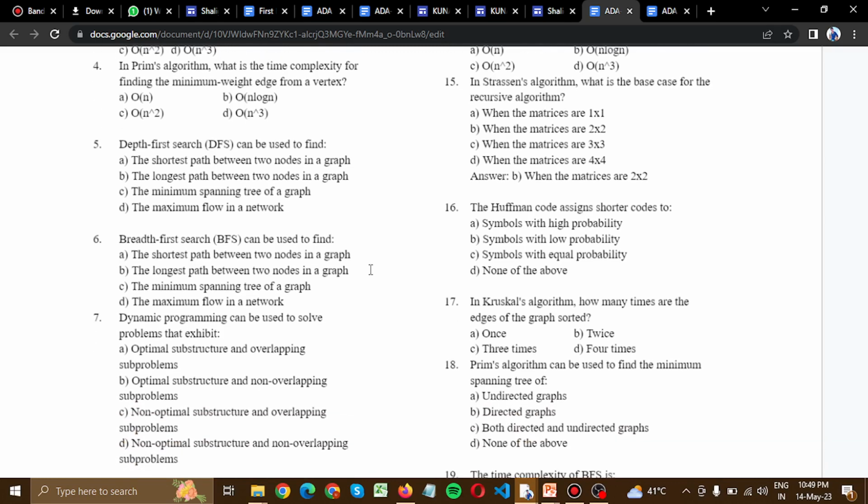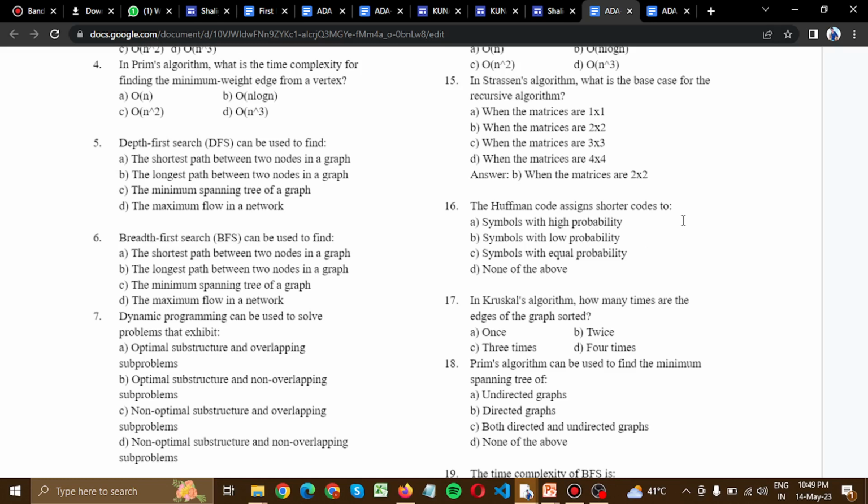Now next question number 16. Huffman's code assigns shorter codes to symbols with high probability. So the answer of this question is A.